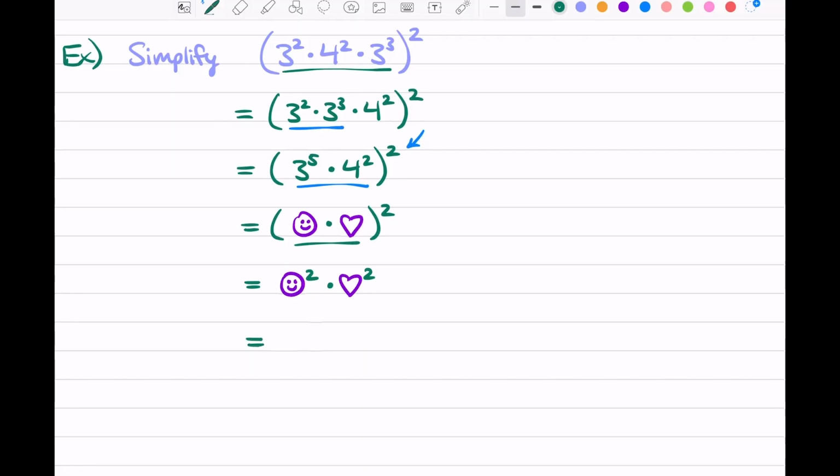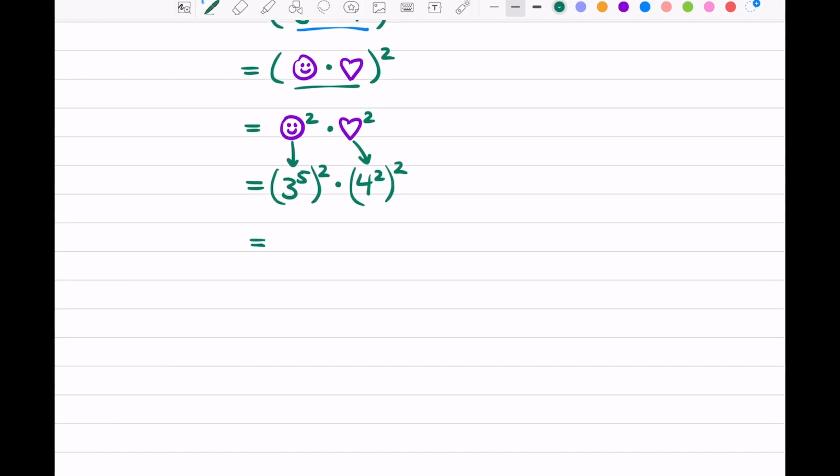And what did our smiley face represent? That was 3 to the 5th, so we'll substitute that back in. And then our heart was 4 squared. So we're just making a substitution, replacing our smiley face and heart with the actual numbers. Now we have 3 to the 5th to the second power, so we can rewrite that as 3 to the 5 times 2. Similarly, 4 squared to the second power, we can write as 4 to the 2 times 2. This becomes 3 to the 10th power times 4 to the 4th power.